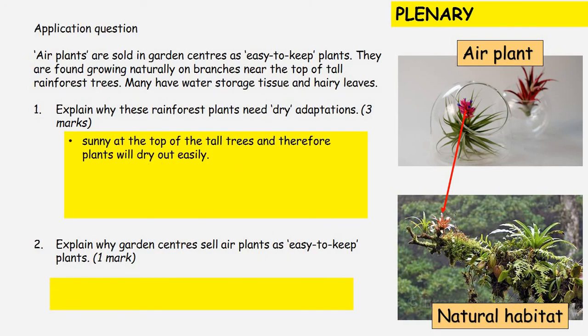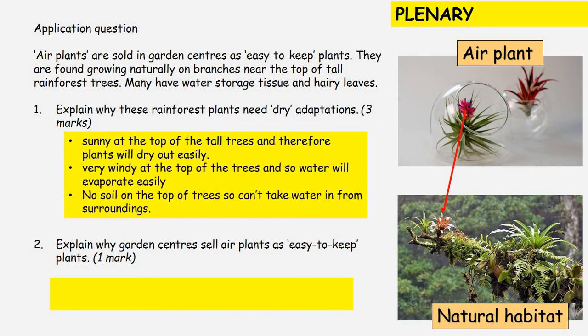Okay, so we've got some answers here. From question one: it's sunny at the top of the tall trees, and therefore plants will dry out easily. It's very windy at the top of the trees, and so water will evaporate easily. And there's no soil on top of the trees, so they can't take water in from the surroundings. Air plants are easy to keep because they don't need watering very often. Simple.